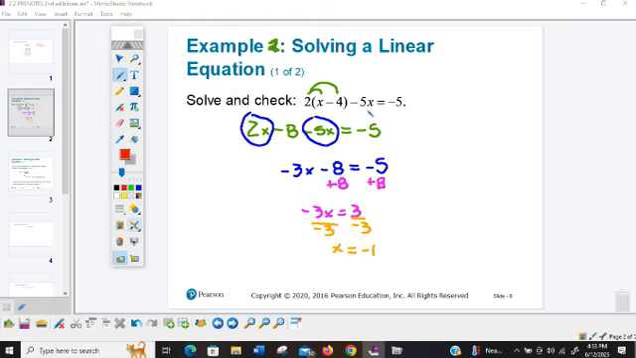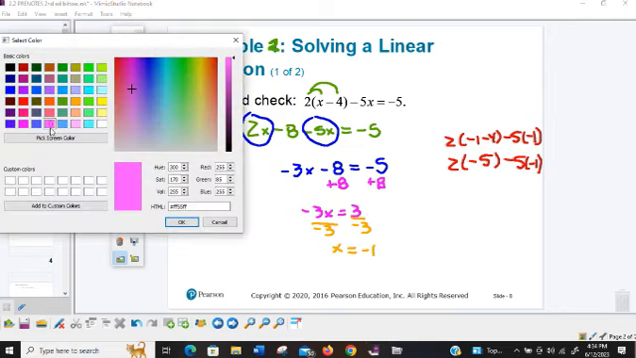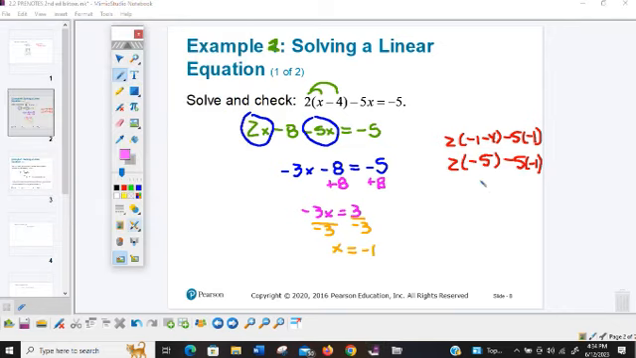If I plug in negative 1 everywhere I see an x, I get 2 times negative 1 minus 4 minus 5 times negative 1. Okay, so negative 1 minus 4, let's do parentheses first. That's going to be 2 times negative 5 there, minus 5 times negative 1. Okay, now remember we do multiplication next. That's the next thing in the steps. So let's do multiplication here.